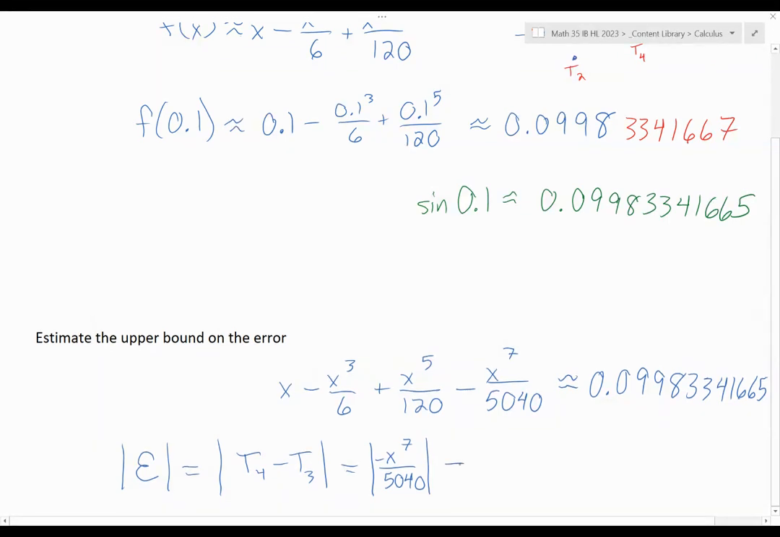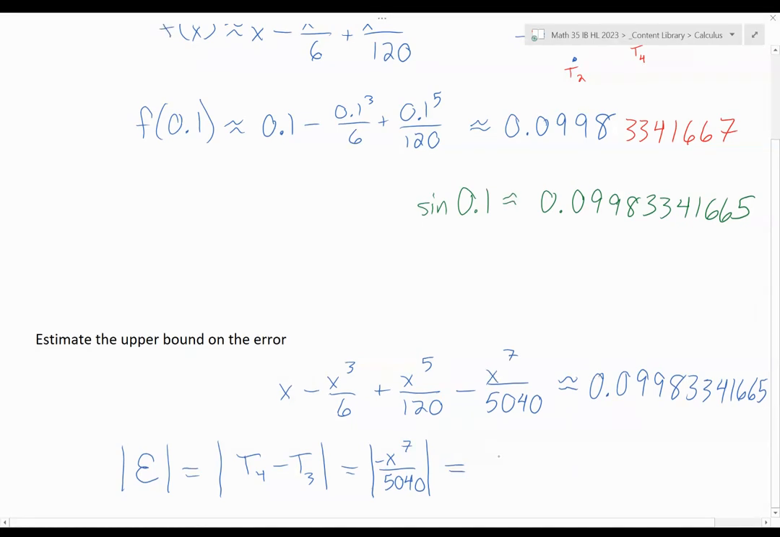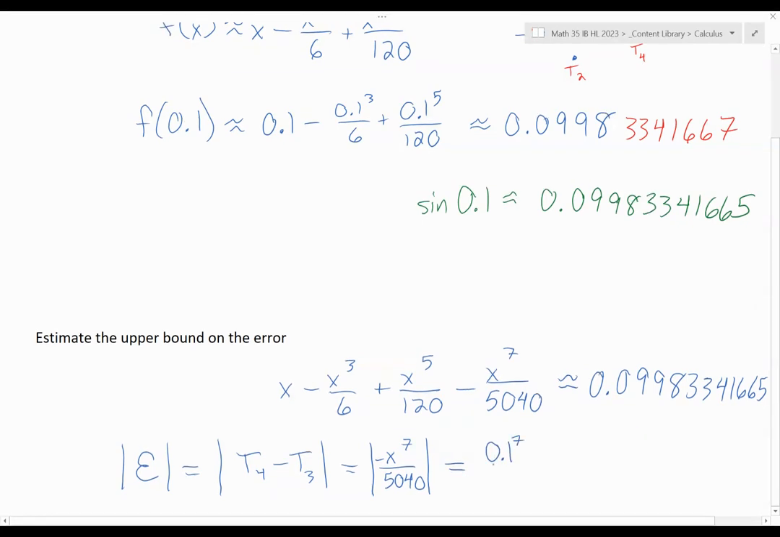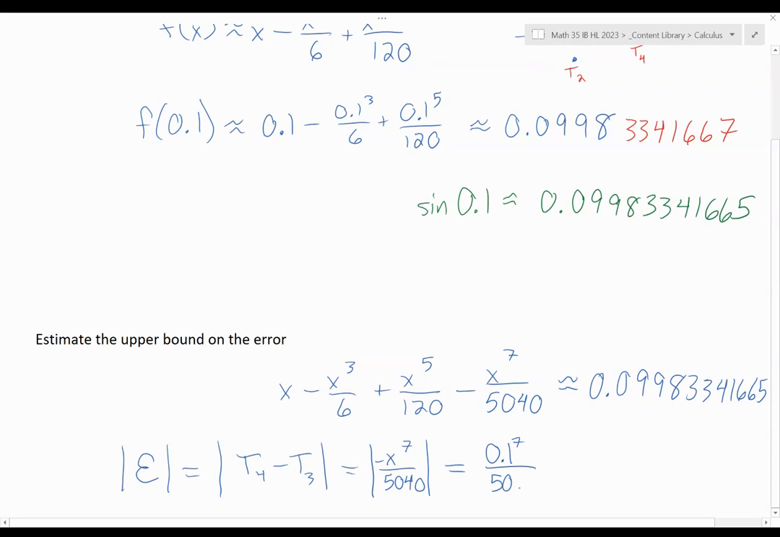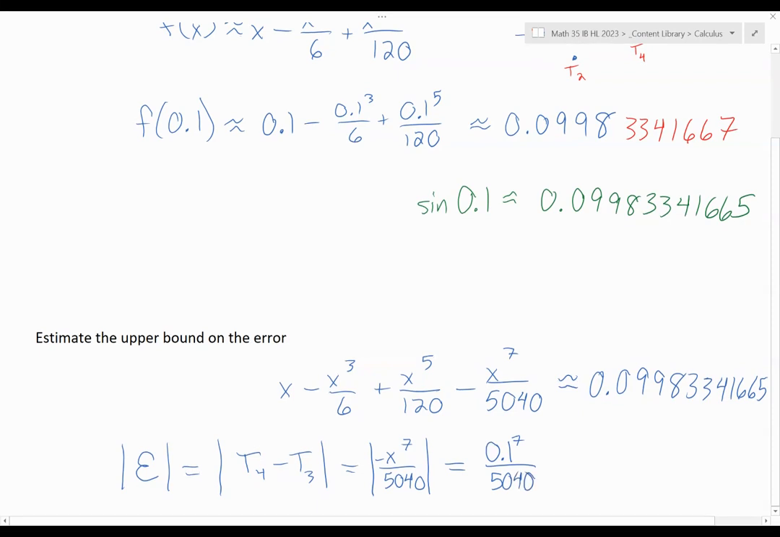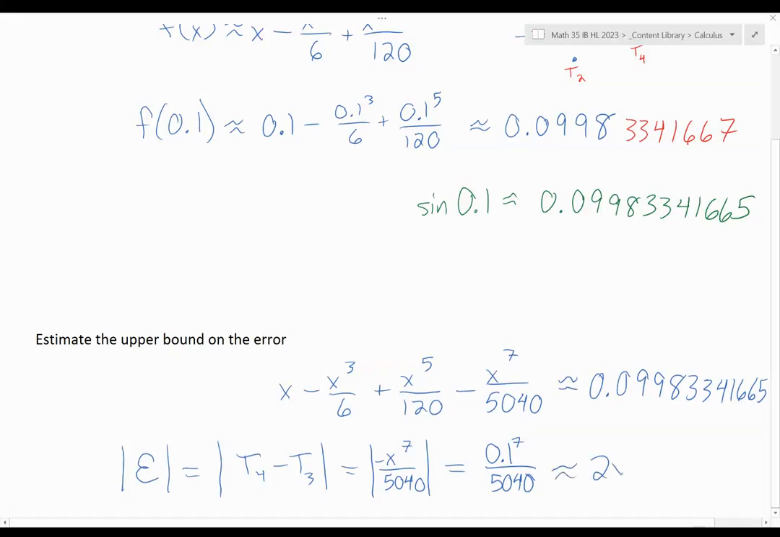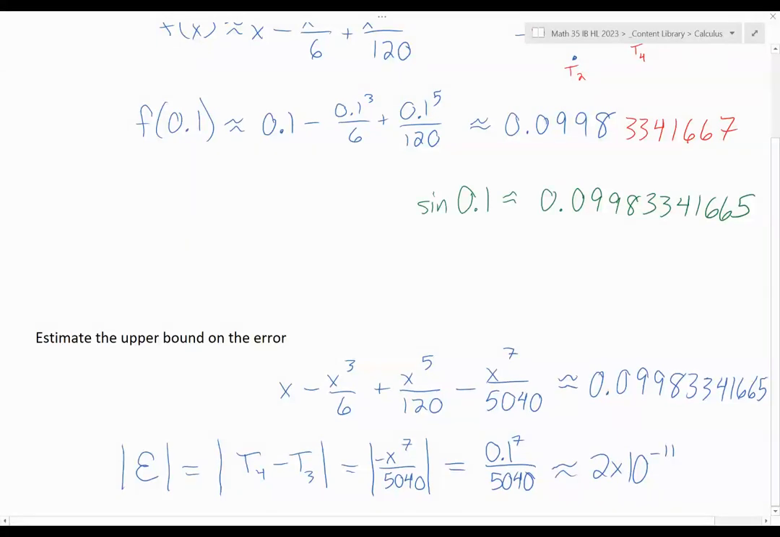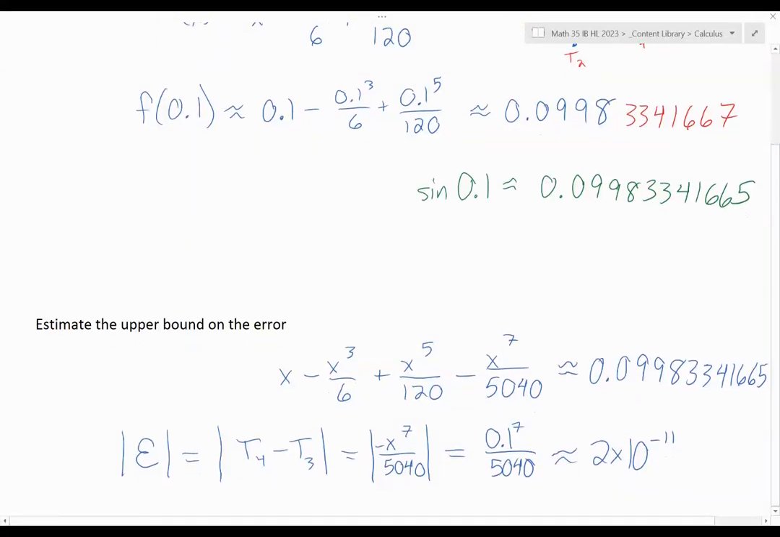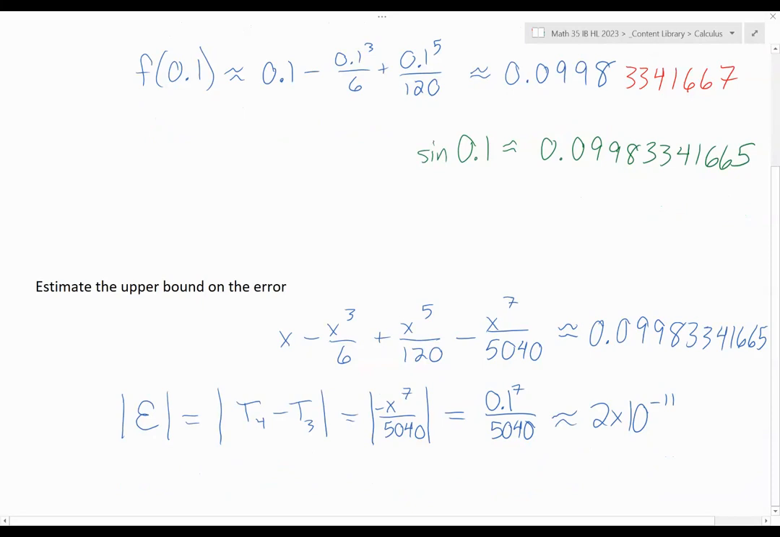So the absolute maximum error I can have is 0.1 to the power of 7 over 5040, which is an incredibly tiny number. It's approximately 2 times 10 to the power of negative 11. So what that means is my answer is definitely within that distance of the true answer.